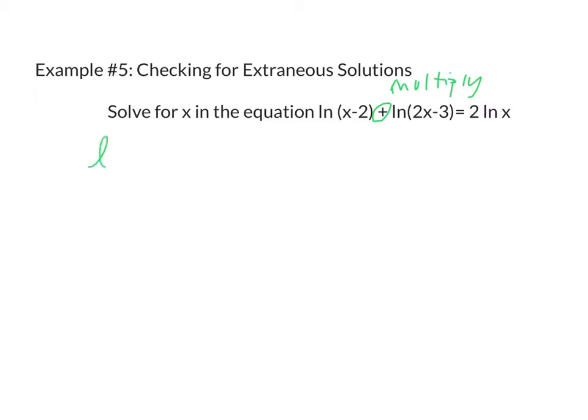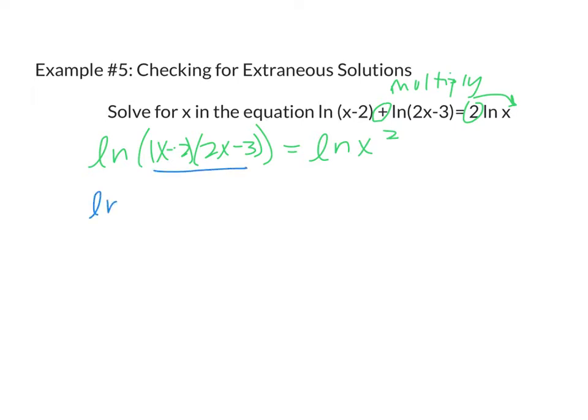So what we're left with is really the natural log of x minus 2 times 2x minus 3. And that still equals, and by the way, because there's a number in the front, that's really a power. So that's really the natural log of x squared. If we go ahead and simplify these two binomials, we'll get that the natural log of 2x squared minus 7x plus 6 equals the natural log of x squared.